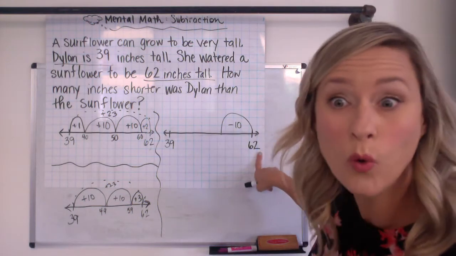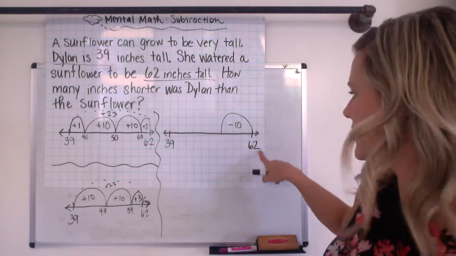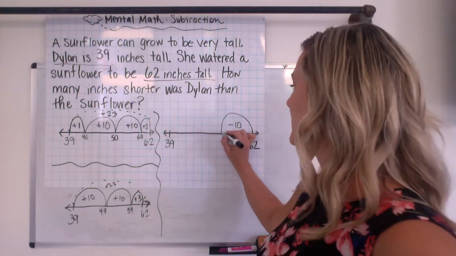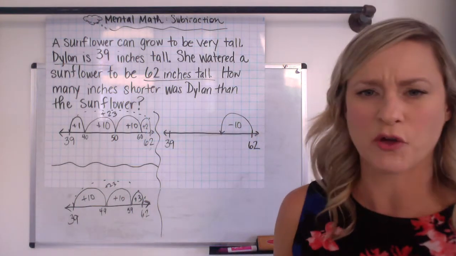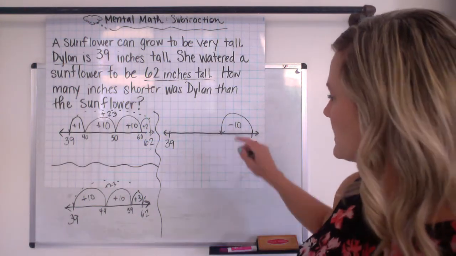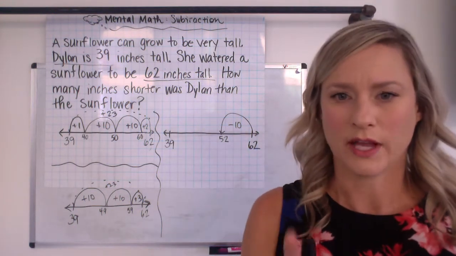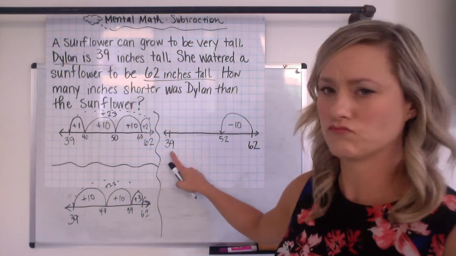62. So, we're subtracting. I'm starting on this side of the number line because I'm hopping back. I'm even going to put a little arrow. I'm going to show that I went that way. And minus 10. So I'm at 52 now. Okay. Are we at 39 yet?